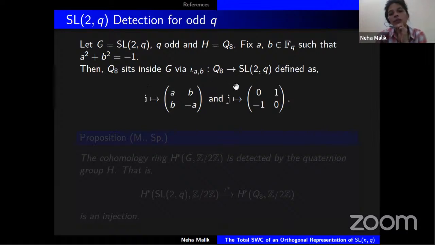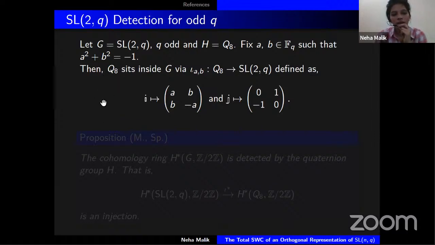For example, if you take Q to be 1 mod 4, then you can take A to be iota and B to be 0. So i will go to (iota 0; 0 -iota), and this looks like the standard two-dimensional representation of the quaternion group.